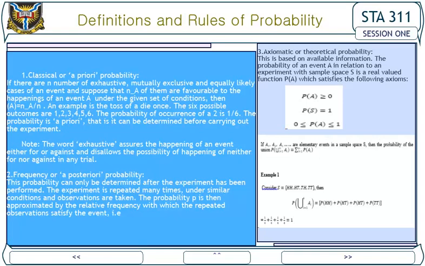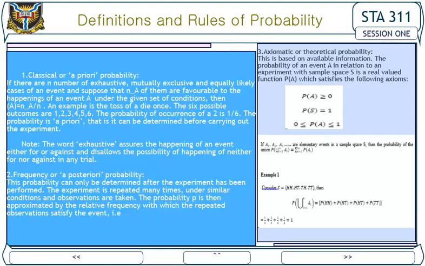If A1, A2, A3 and so on are mutually exclusive events in a sample space S, then the probability of the union, P of the union of Ai from i equal to 1 to infinity, is equal to the summation from i equal to 1 to infinity of P of Ai.